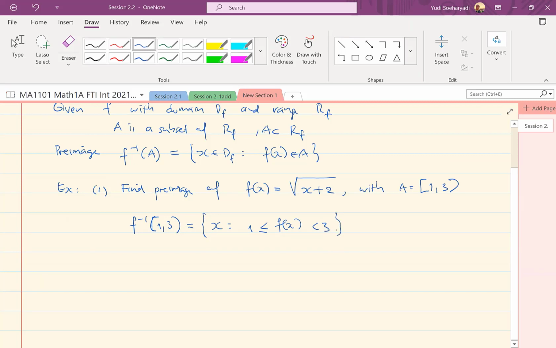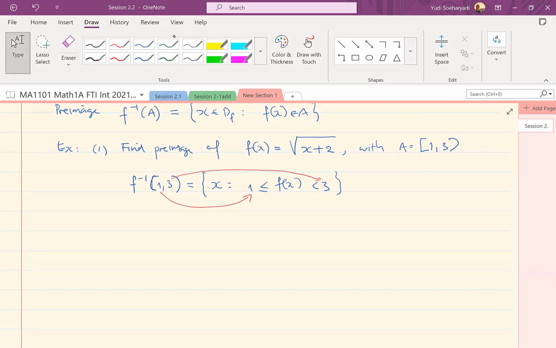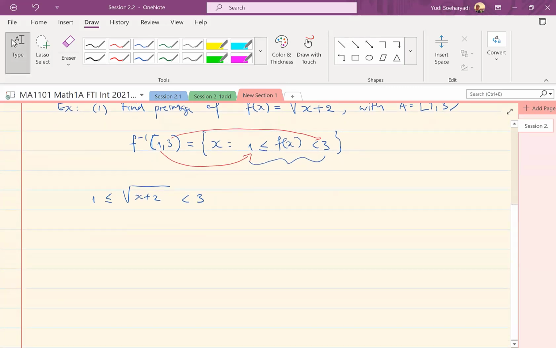Okay. So how is 1 and 3 there? Okay, so this gives you an inequality. So let's compute this one. This means f(x) is square root of x plus 2, between 1 and 3. All right. Because these are all positive numbers, we are safe to square them. Why squaring them? Well, to get rid of the square root.